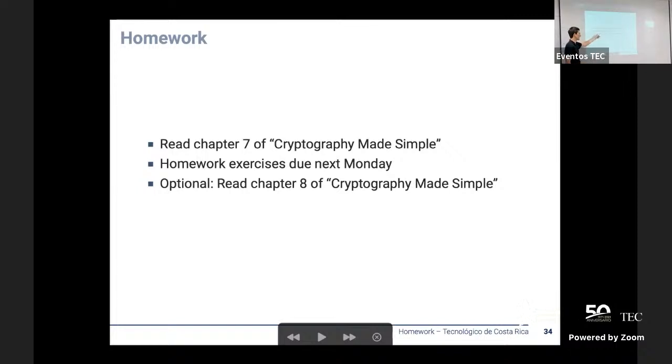Then there's also an optional elective chapter if you want to read it. It's chapter 8, about the Enigma machine. It's completely useless, because it's ancient technology and nobody uses this anymore. I tried to read large chunks of it, but I found it a bit too boring, to be honest. But maybe you will enjoy it a lot. If you like to know more about the history of cryptography, then it's really cool to read.